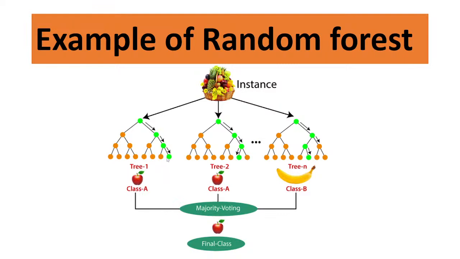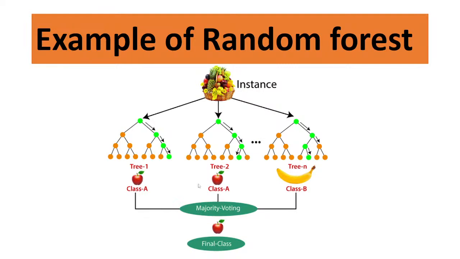So from this decision tree, suppose I get the result apple. From this decision tree I also get apple, and from this decision tree I get banana. So now from tree 1, tree 2, or n number of trees, I need to find the majority voting, which fruit is the majority, and then I select that. Here I get apple two times, so my final class will be apple.